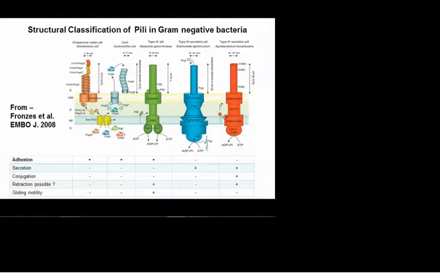So all of these structures are for gram-negative bacteria. Gram-positives have something like this. Okay, they can have pili that are a little bit like curly pili, but they'll just stick onto the top of the peptidoglycan layer, the cell wall.